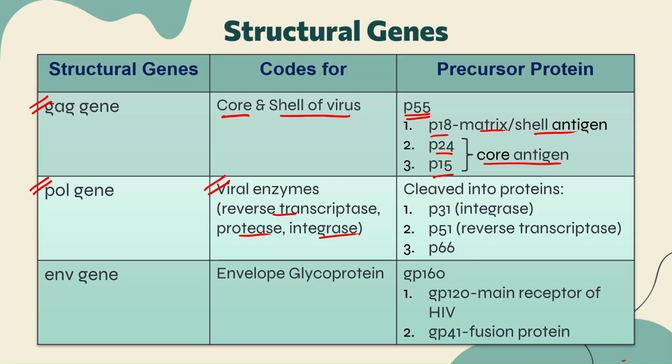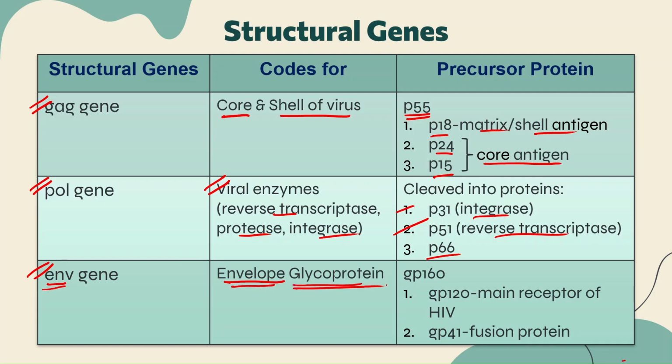The Pol gene's precursor protein cleaves into P31, which is responsible for the integrase. Then P51 is the reverse transcriptase, and we also have a P66 component of the Pol gene, guys. Similarly, we have the ENV gene. From the name it is clear, ENV codes for the envelope. It codes for the envelope's glycoprotein, not the lipid part. Why not the lipid part? Because the lipid part of the HIV virus is derived from the host cell membrane.